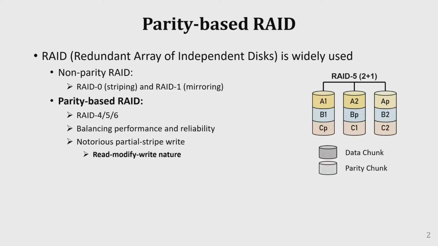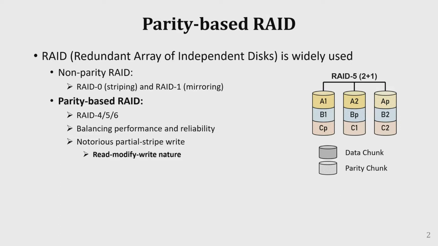Redundant array of independent disks, RAID for short, can combine multiple storage devices to promote overall storage performance and reliability. The RAID architecture is categorized into various RAID levels. The non-parity RAIDs include the striping-only RAID 0 and the mirroring-only RAID 1. Moreover, parity-based RAIDs, including RAID 4, 5, and 6 levels, incorporate redundancy data called parity chunks to tolerate disk failures.